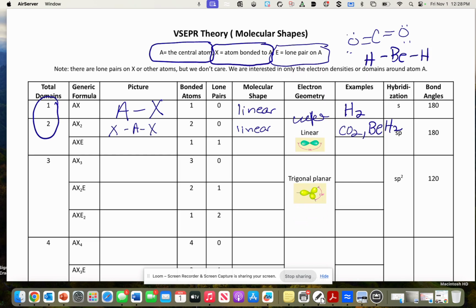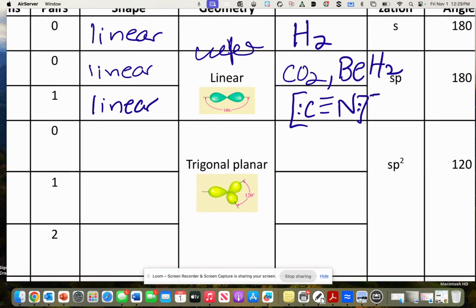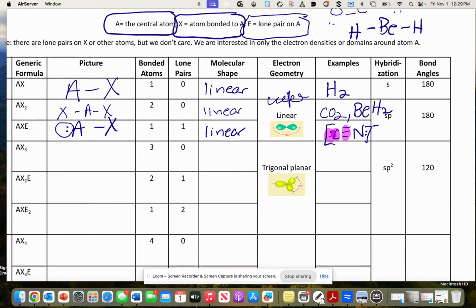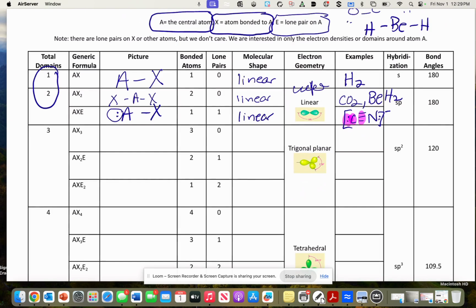One more linear would be A bonded to X with a lone pair. We can put a lone pair of electrons, and I'm going to circle them for this video just to point them out. This would still be linear. An example of this could be the cyanide ion, where we can pick either carbon or nitrogen to be our central atom. If carbon is my central atom, it has one bonding domain and one non-bonding domain. So it does fall under this AXE generic formula.